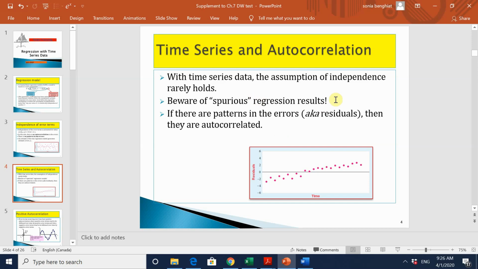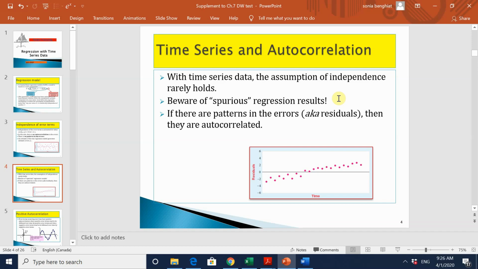So here we have to beware of spurious regression results. Spurious regression results here imply that the estimated coefficients for the regression equation are incorrect, right? If they are going on the basis of the method of least squares, well, that method of least squares no longer applies here.